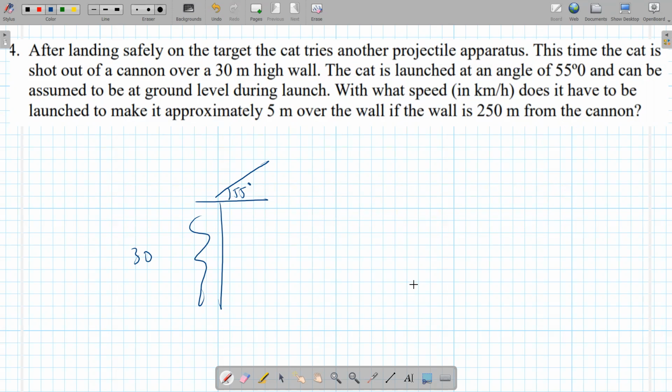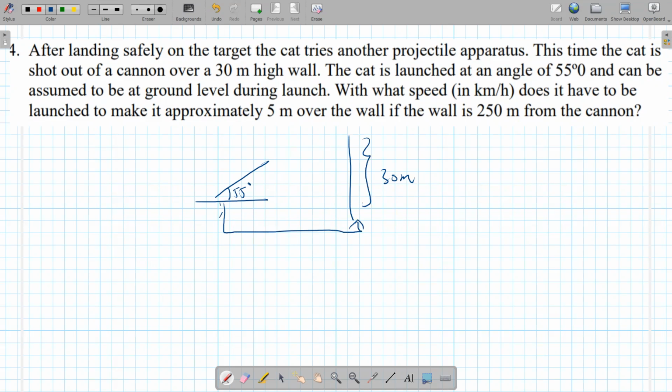Okay, so I'm trying to see. Oh, the wall is 30 meters, not this. So this is the cat, and it's going to go this way. There's a wall here, which is 30 meters tall, and the distance from the cat to the wall is 250 meters. We need to make it 5 meters above the wall, so we actually need to go 35 meters, and this distance is 35, like that.